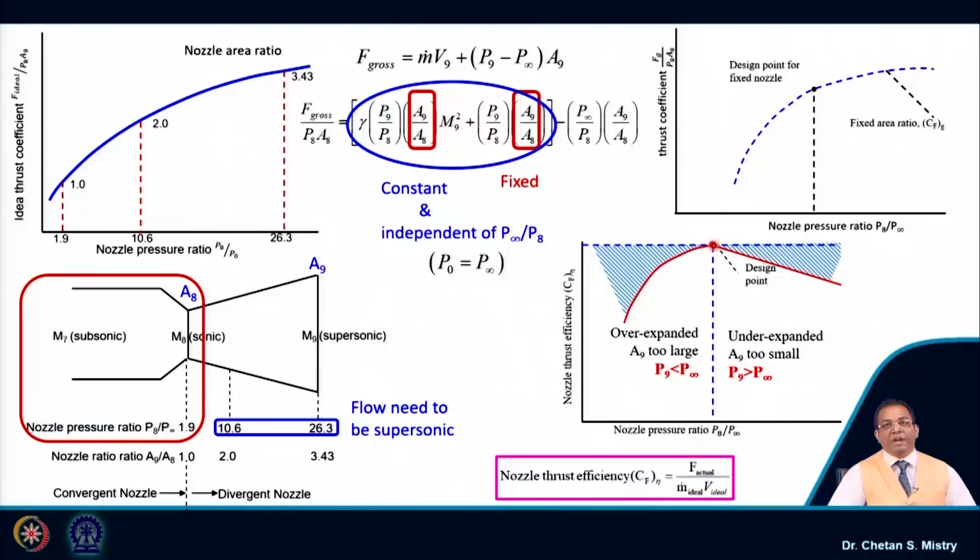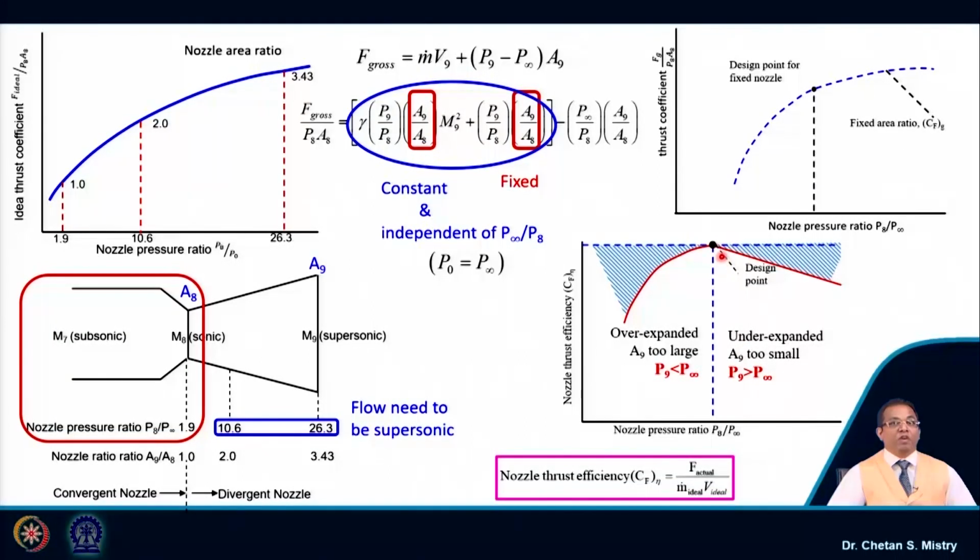If this is my design pressure ratio, suppose I have my exit pressure lower than my atmospheric pressure, that condition is defined as an over expanded condition, where my exit area is too large. What is the meaning of that? We will be discussing it very soon. In the second condition, my P9, the exit pressure, is greater than the atmospheric pressure. I will have my area smaller, and then I say my nozzle is working under an under expanded condition.